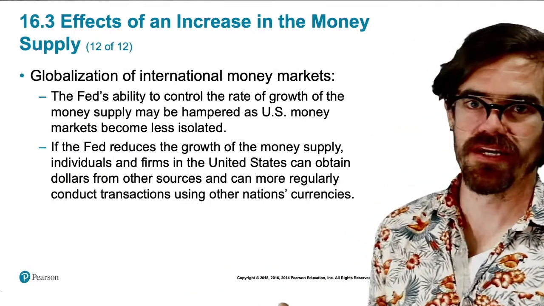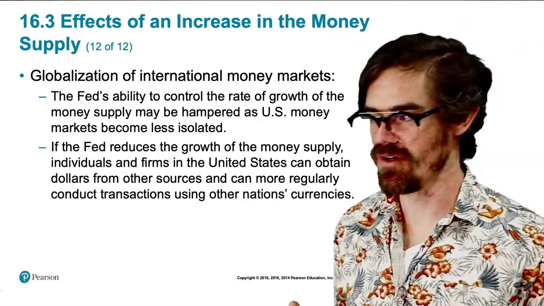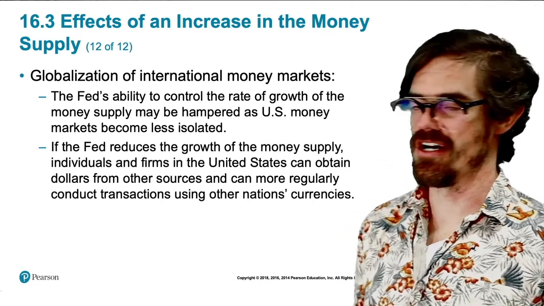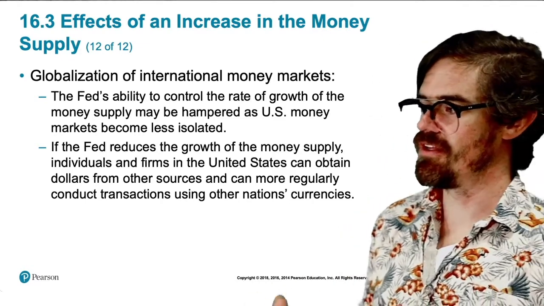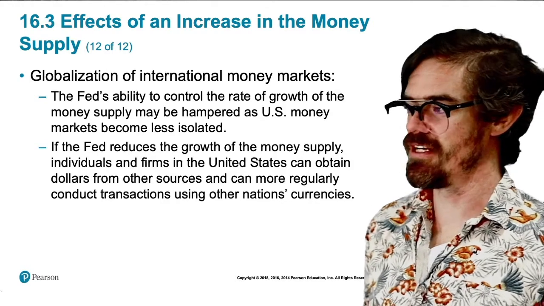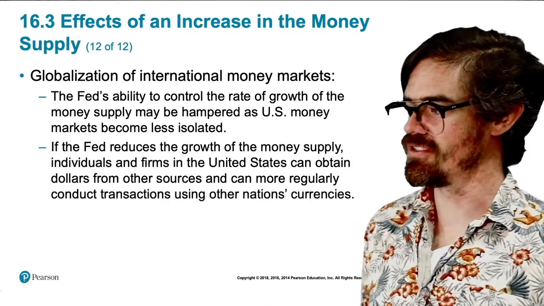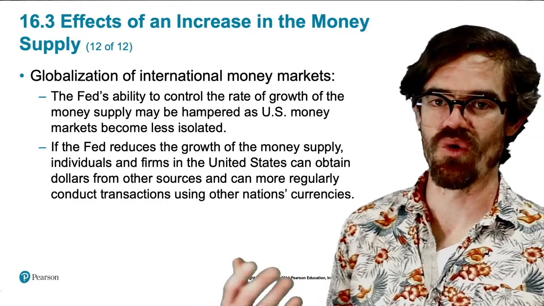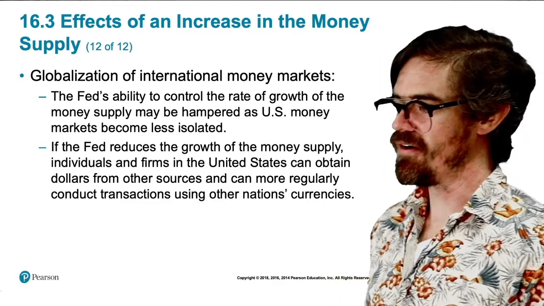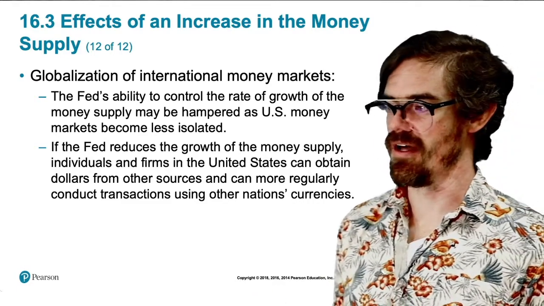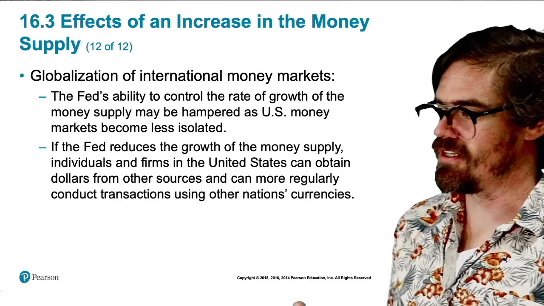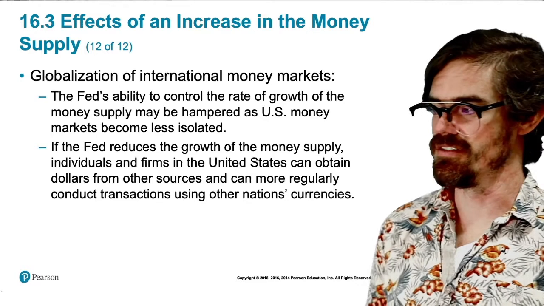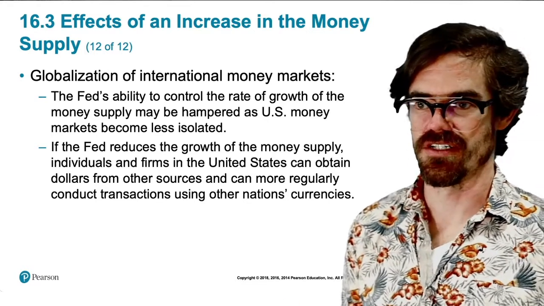Now, every day we're becoming a more and more globalized society throughout the world. What's involved with the globalization of international money markets? So the Fed's ability to control the growth rate of the money supply might be hampered to some degree as U.S. money markets become less isolated. In other words, as we become more internationally connected. Now, if the Fed reduces the growth of the money supply, individuals and firms in the United States can obtain dollars from other sources and can more regularly conduct transactions using other nations' currency.